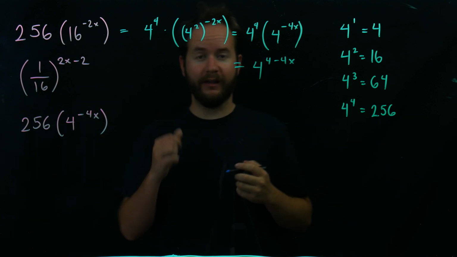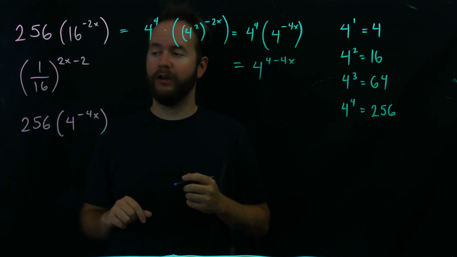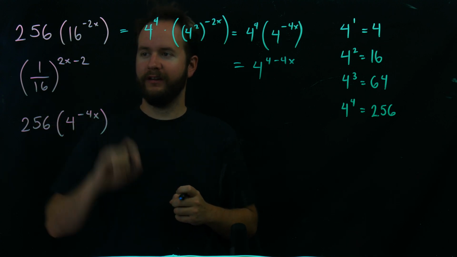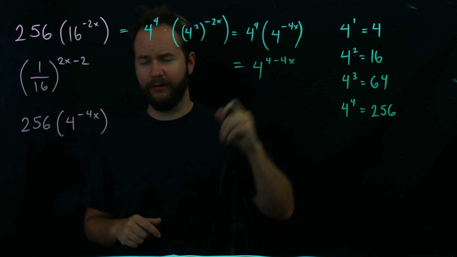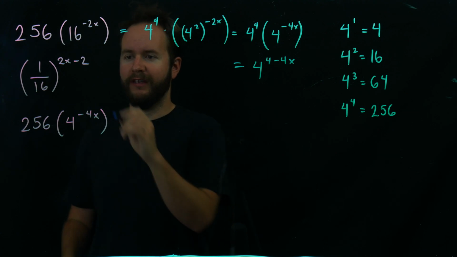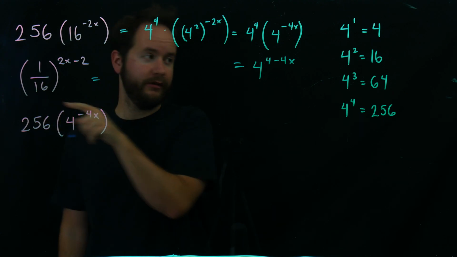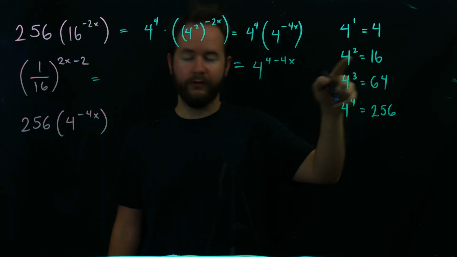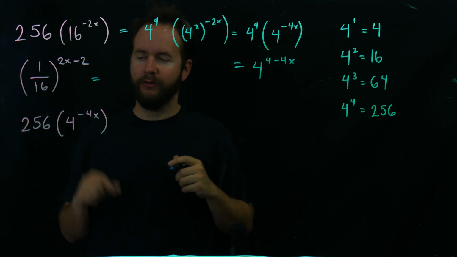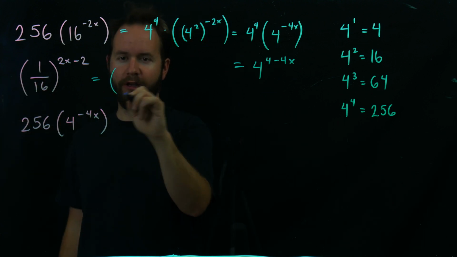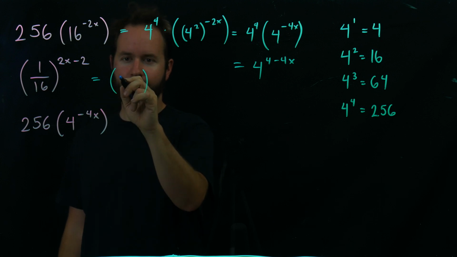Now we're going to do the same exact thing, but for this expression. I'm going to try and figure out how to rewrite 1 over 16 to the 2x minus 2 and see if it matches this. So starting with 1 over 16, I know that 16 is better known as 4 squared, of course, but it's sitting in the denominator. So I'm going to do two things in one fell swoop. First off, I know that 16 is equal to 4 squared.